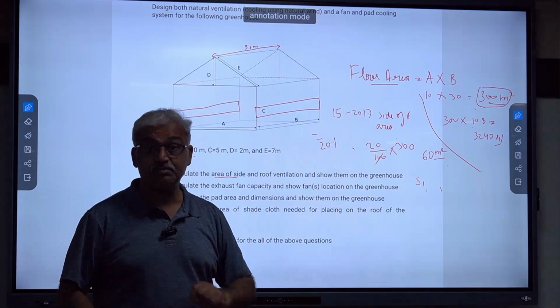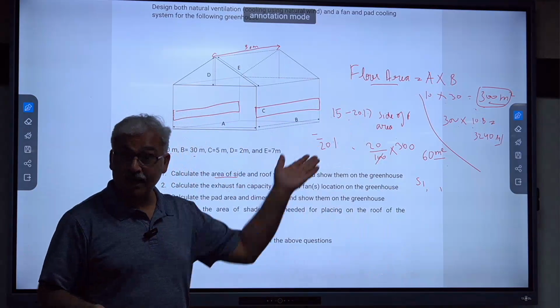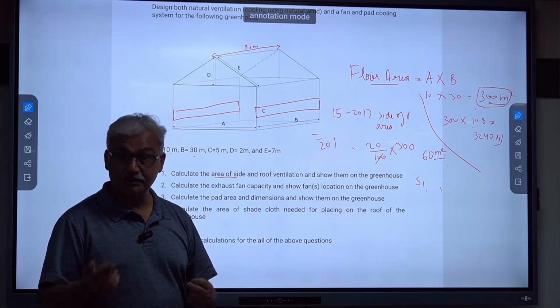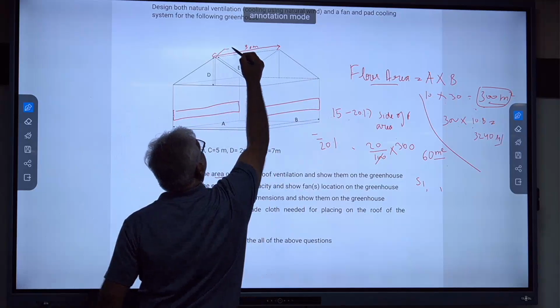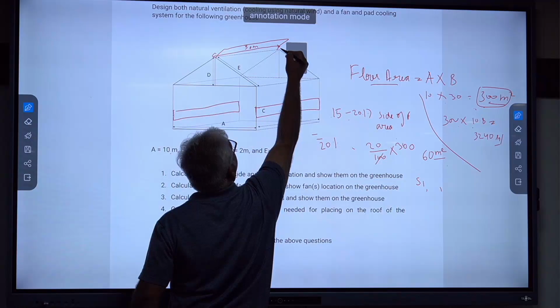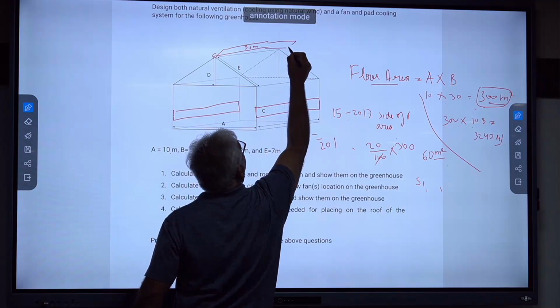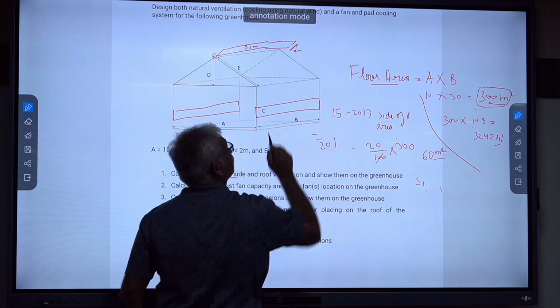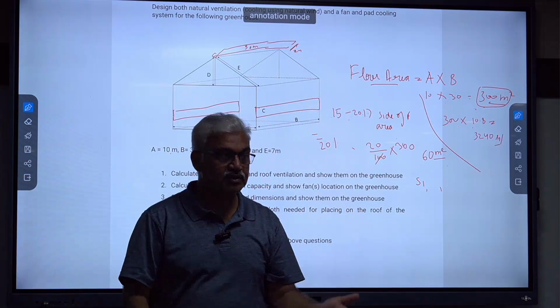But I want 60 meters square. So one length is 30 and then what should be the other width? 2. 30 times 2 is 60. So then you create a ventilation here like that, right? So this is 30 and that small thing will be 2 meters. It's a flap. That's what 30 times 2, 60 meters square.